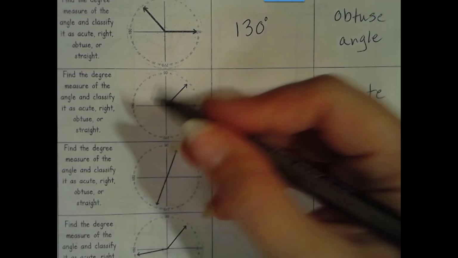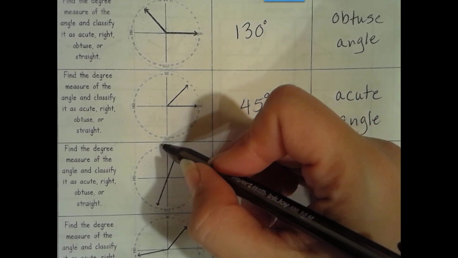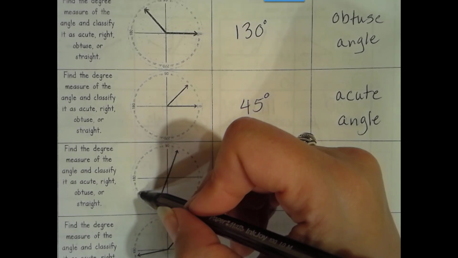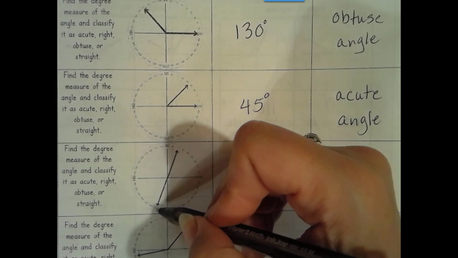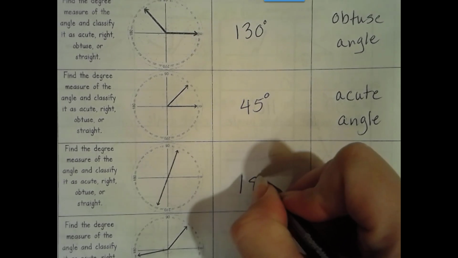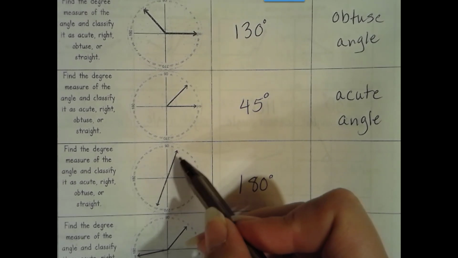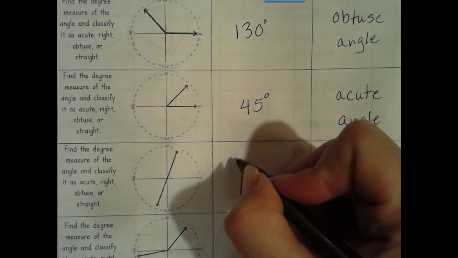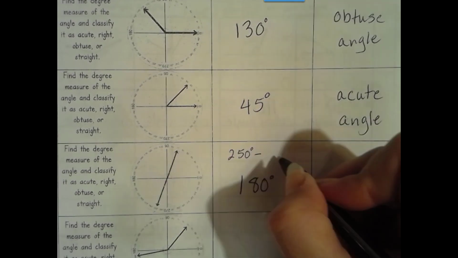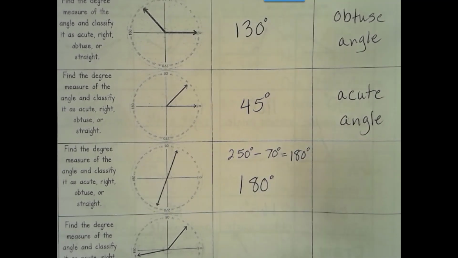Okay, so here it's not starting at the 0, so I'm going to start counting from here. 10, 20, 30, 40, 50, 60, 70, 80, 90, 100, 110, 120, 130, 140, 150, 160, 170, 180. It's pointing directly at that line. So it's 180 degrees. So counting is one way that you could get to it, but you could also see that this right here is pointing at 250 degrees. And this one's pointing at 70 degrees. The difference between the two is 180. So you can use subtraction.